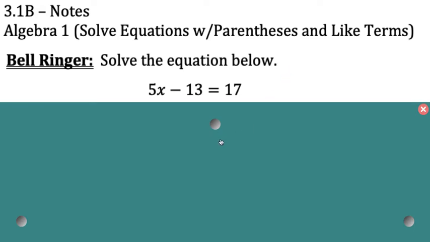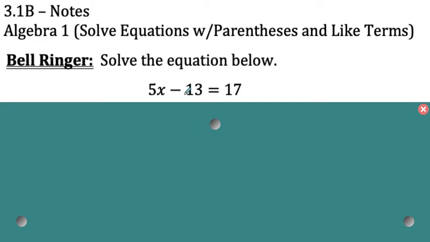So we're going to start this off by reviewing what we talked about on the 3-1A notes. So solving two-step equations, 5x minus 13 equals 17. Remember, our goal here is to isolate the variable. We want to get x all by itself. So that means moving the 5 and moving this negative 13. But we can't just move them however we want to. We have to move them in a specific order to make it easier on ourselves.